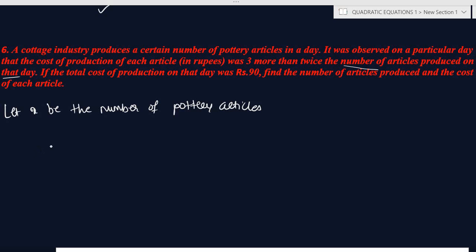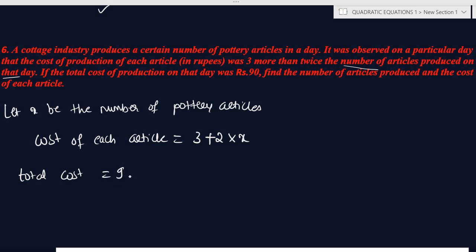It is observed that on a particular day the cost of each article is 3 more than twice the number of articles produced on that day. If the total cost is equal to 90, that is x multiplied by (2x + 3) is equal to 90 rupees. 2x into x is 2x² + 3x, and it is equal to 90.